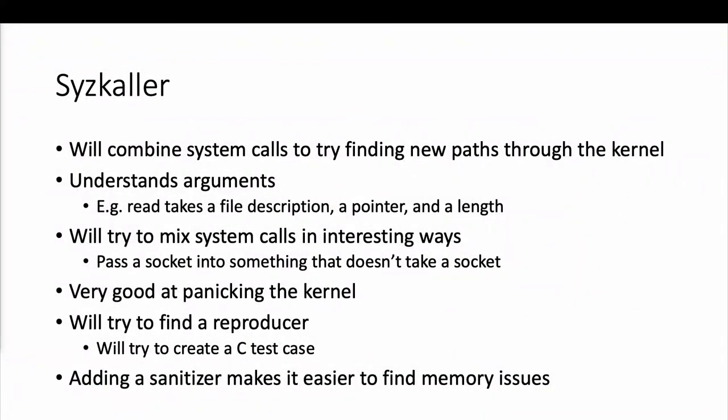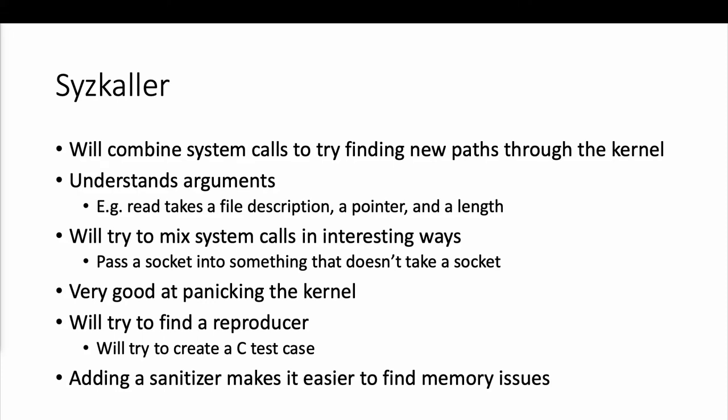So it works by trying to find you new paths through the kernel. It uses the comparison sanitizers to say, I've given you this data, I see these comparisons that you possibly use this data. If I try to change it to what the other side of the comparison is, does it now get into a new code path? So it's very good at finding these bugs in the kernel by using feedback, information back from the kernel.